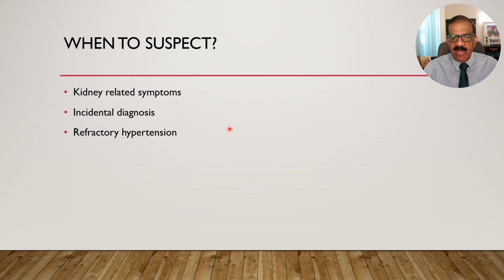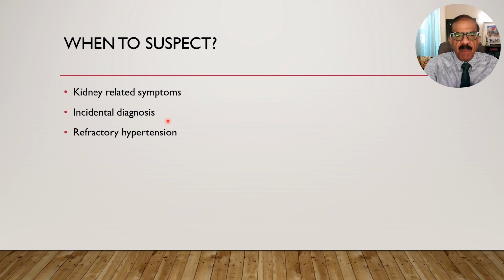When to suspect kidney as a cause of hypertension? Number one, when we have somebody who has kidney related symptoms, like he has noticed reduction in urine output, or urine is frothy, or the patient gives a history of swelling or puffiness or shortness of breath or pallor. So all these symptoms would suggest kidney disease, and sometimes it may be an incidental diagnosis.